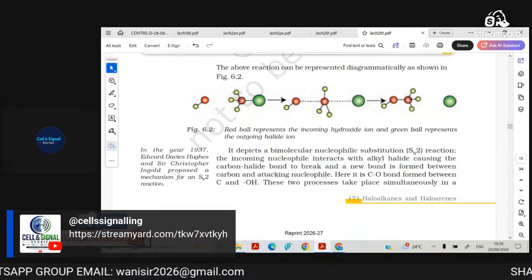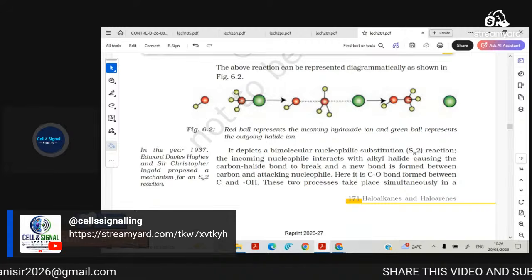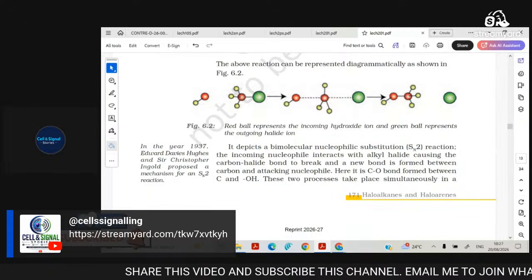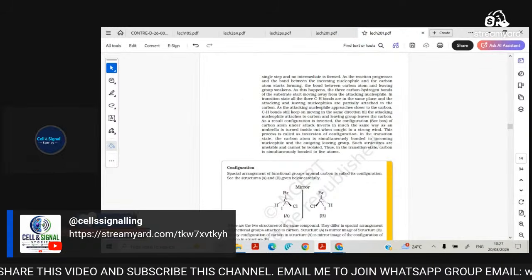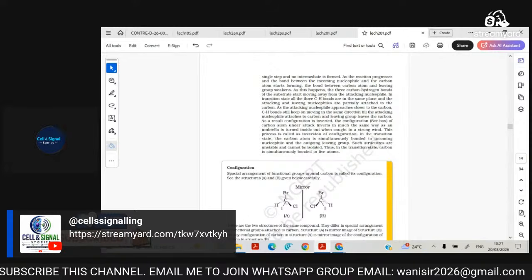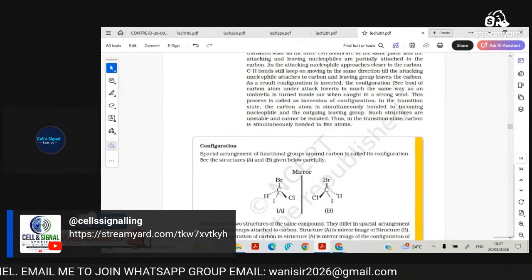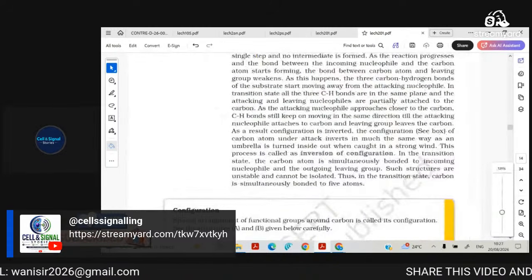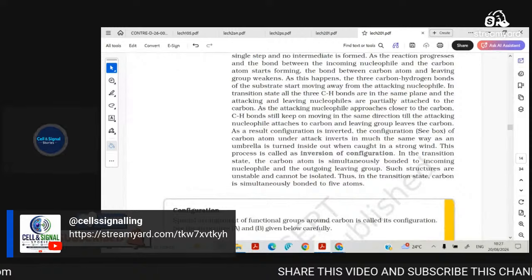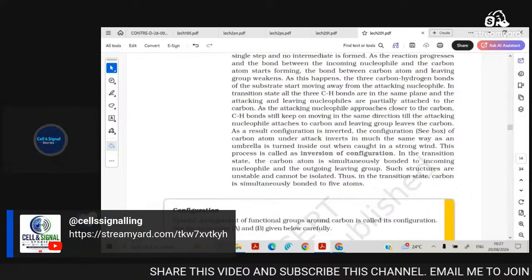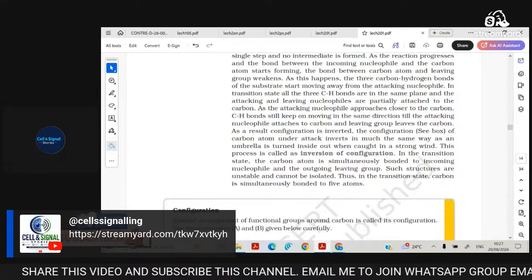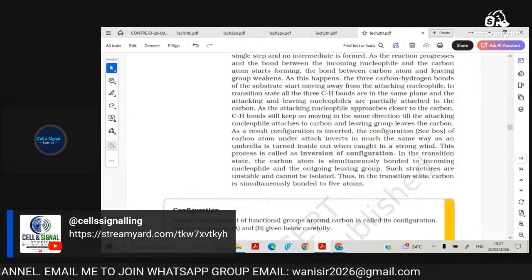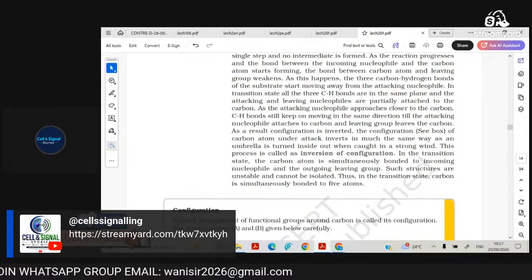Here, it is the carbon-oxygen bond formed between the C and OH, and these processes take place simultaneously. So this is very important: it happens in a single step, and no intermediate is formed. There is no intermediate bond formation as the reaction progresses. The bond between the incoming nucleophile and the carbon atom starts forming, and the bond between the carbon atom and the leaving group starts weakening, and it breaks away.